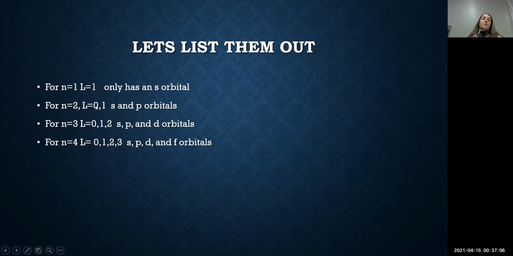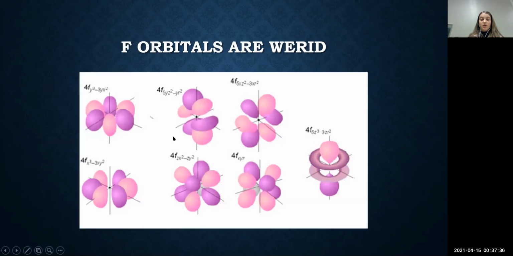So these numbers of 0 and 1 are just corresponding codes to the s, p, d, and the letters themselves tell you what shape they are. So for n equals 3, we'll have L equals 0, 1, and 2. And those are the corresponding s, p, and d orbitals. And then for n equals 4, we've got L equals 0, 1, 2, 3, and then s, p, d, and f orbitals. See, this is what the f orbitals look like.